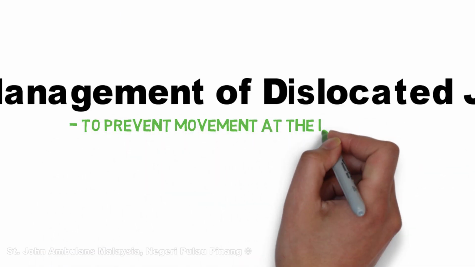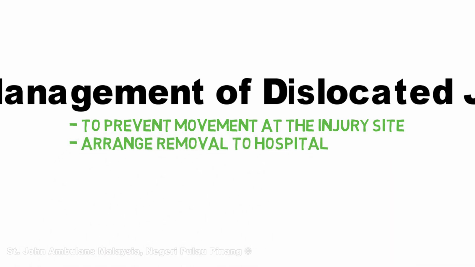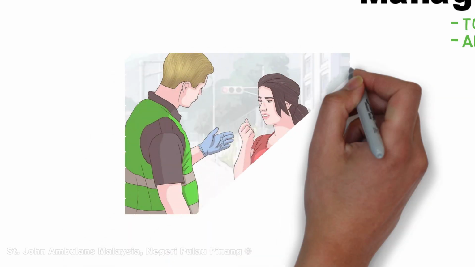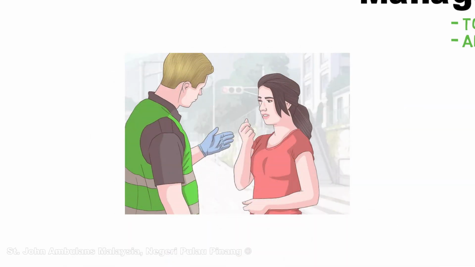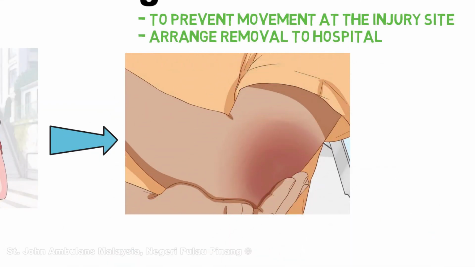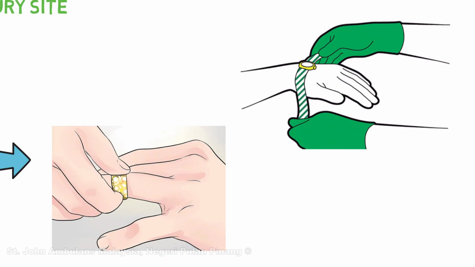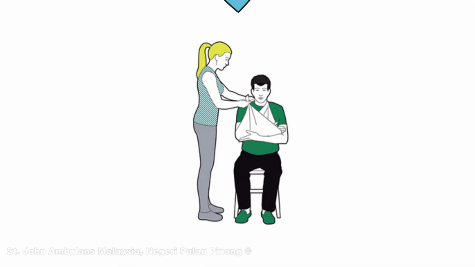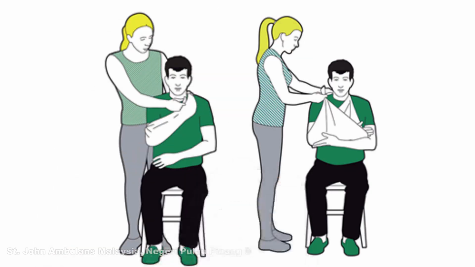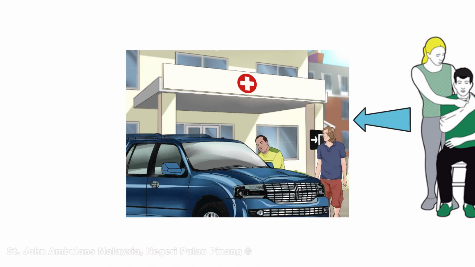Management of dislocated joint. The aims are to prevent movement at the injury site and to arrange for removal to the hospital for further management. To prevent movement at the injury site, advise the casualty to keep still. Help him to support the injured arm in a position that he finds most comfortable. For a hand or arm injury, remove bracelet, rings and watches in case of swelling, and immobilize the injured arm with a sling. After that, arrange for removal of the patient or victim to the hospital.